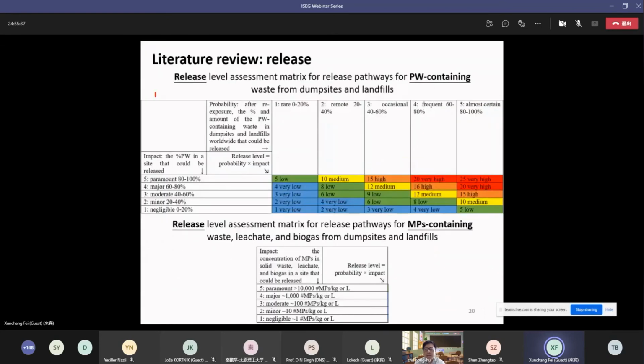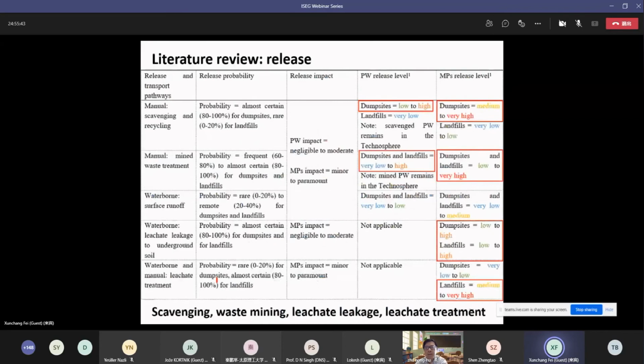It's a semi-quantitative risk assessment approach. So what we did, again, is very similar. We first know that the waste is exposed. Then we want to see how the exposed waste is transported to the environment, meaning they are transported manually by scavenging and recycling, by waste mining and treatment, and also they can be transported by the natural forces, meaning the waterborne pathways and airborne pathways.